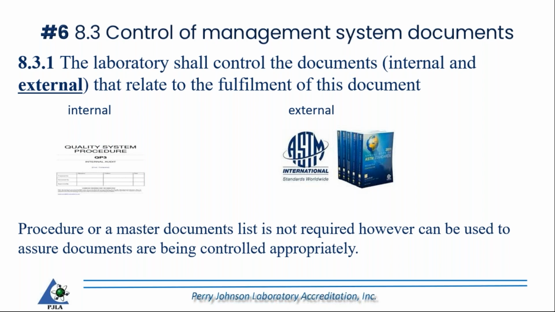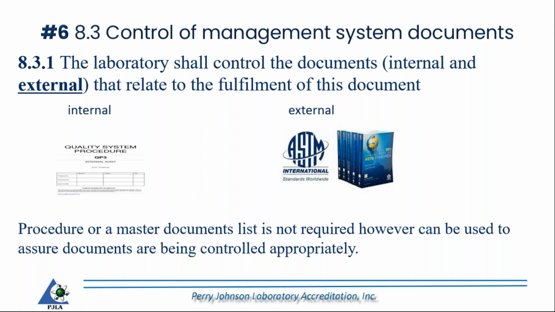Of course, internal is things that you write yourselves internally, a quality procedures manual, for example. External is items that you bring from the outside world. It could be procedural. Perhaps it's an ASTM method or an ISO method that you've employed, so they're subject to being revised. So they would need to be controlled. Those folks that were accredited prior to the standard being revised, the previous version of 17025 used to require a master list.